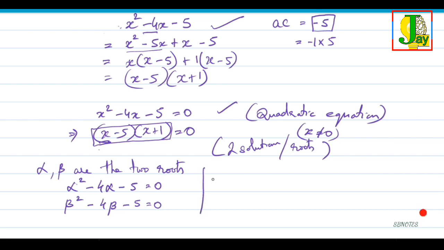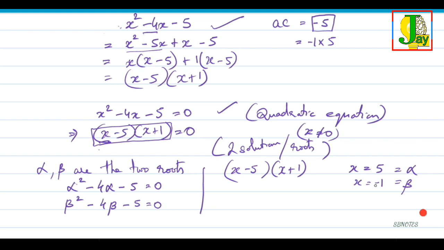In the above example, it's easily visible that if I put x equals to 5, this term becomes 0 and hence the whole expression becomes 0. So here one of the roots is 5. So we can say alpha is 5, and we can also see from the other part that if we put x equals to minus 1, so from the first part we get x equals to 5, and the second part we get x equals to minus 1. So these are our two roots. Okay, so let us say this one is alpha and this one is beta.